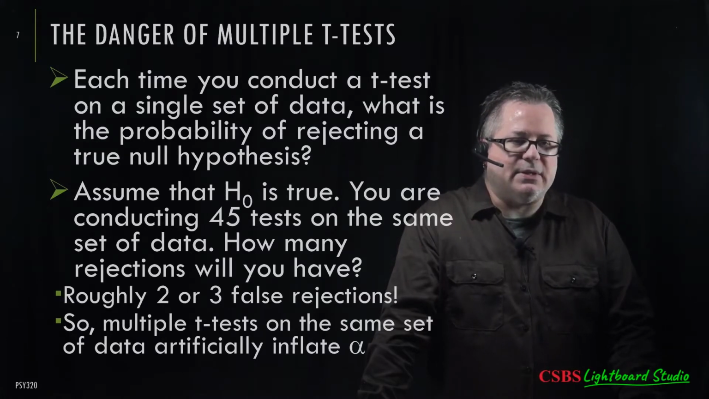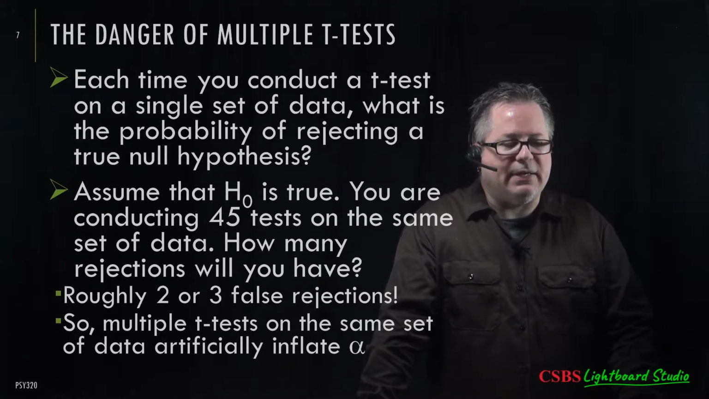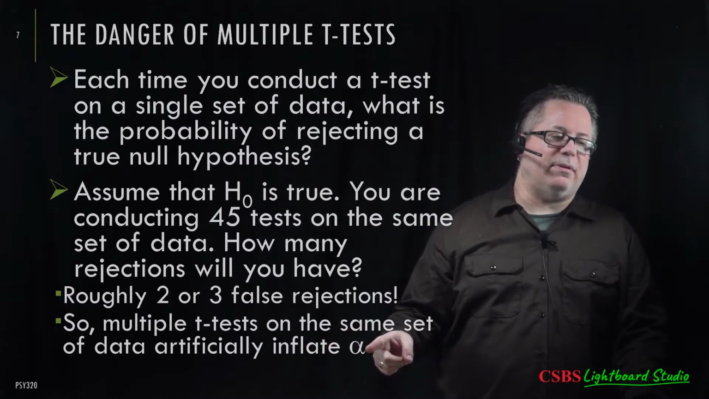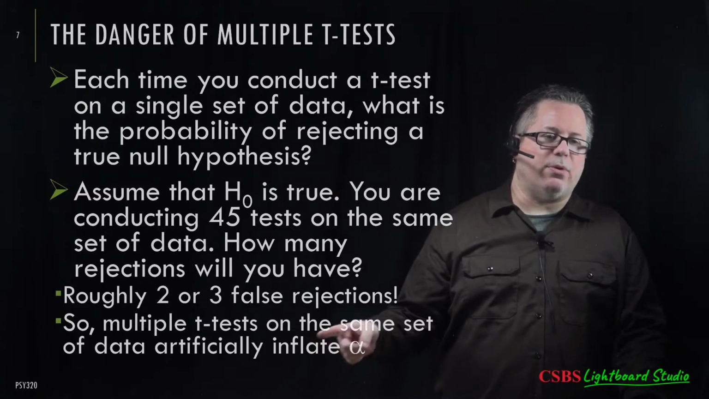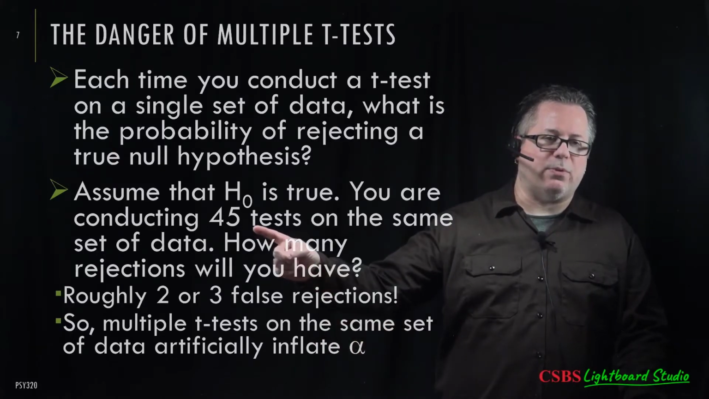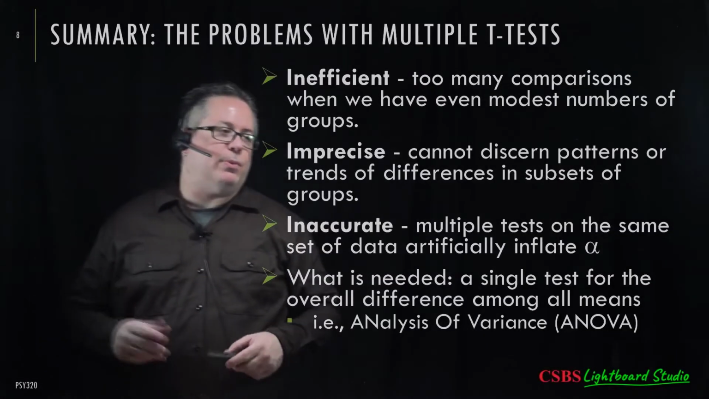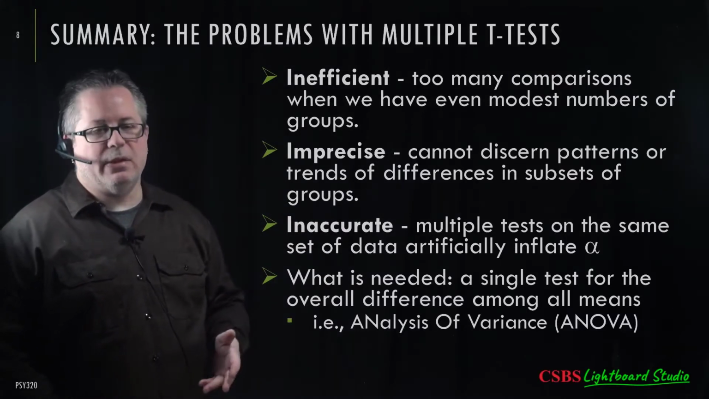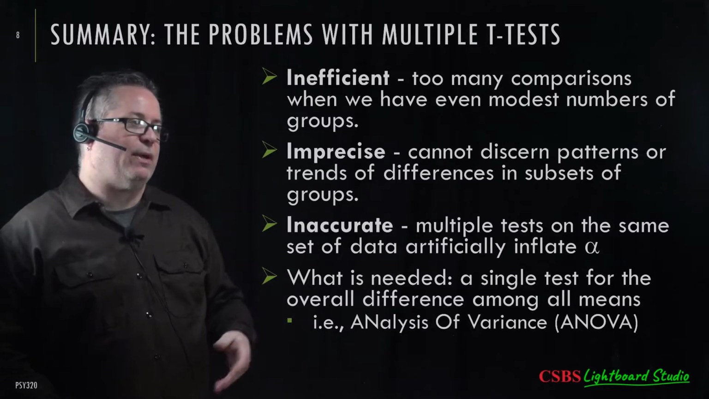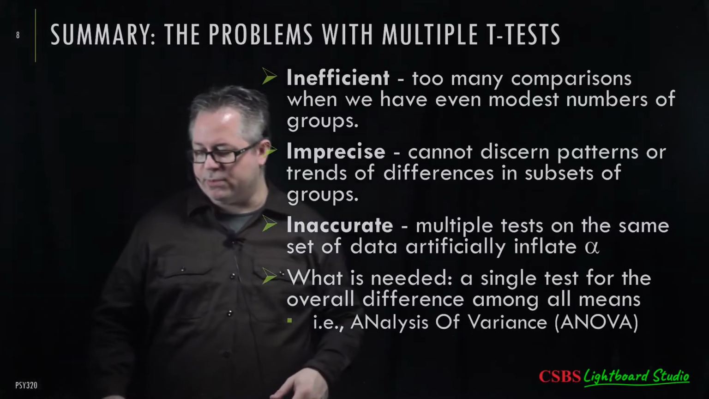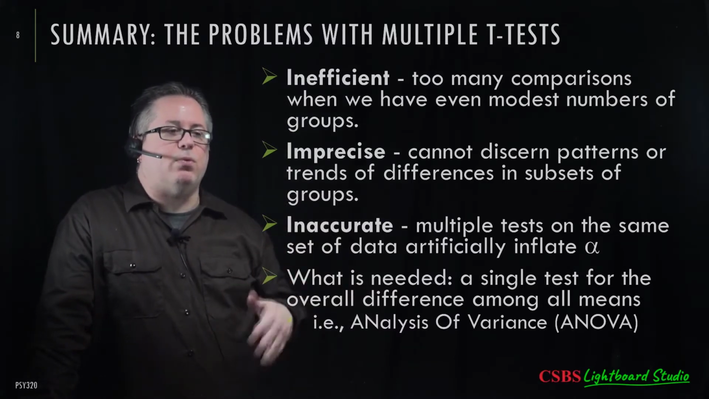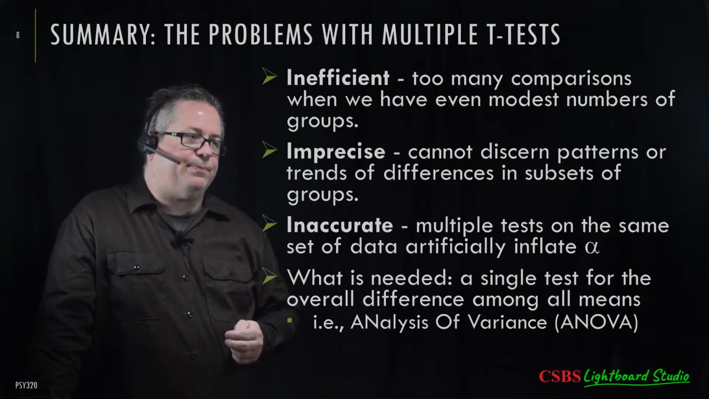So multiple t-tests on the same data artificially inflate alpha. They don't really inflate it in the sense of increasing the alpha rate. It's just that you're going to make more and more type 1 errors by simply doing more and more tests. So the problem with doing multiple t-tests is a few things. One is they're inefficient. It's too many comparisons when we have even a modest number of groups. It lacks efficiency. It's just piling on more and more comparisons, which doesn't seem very efficient at all.